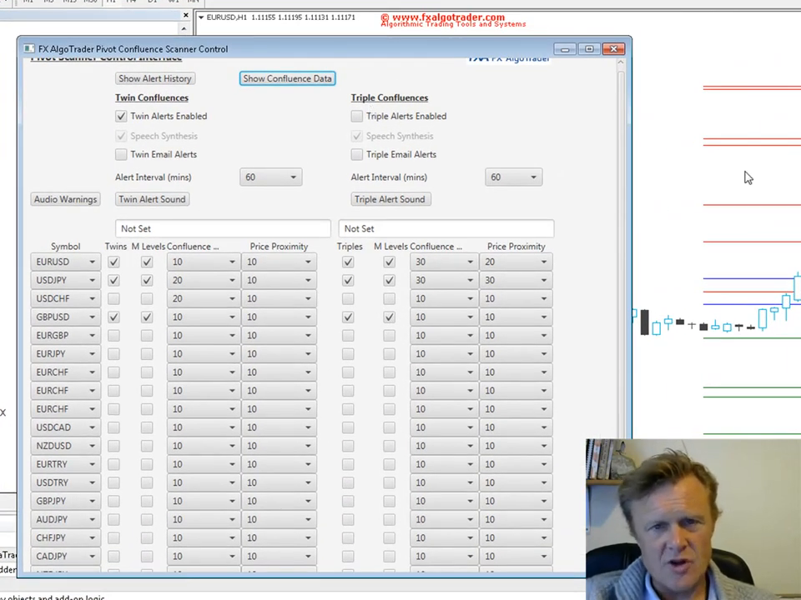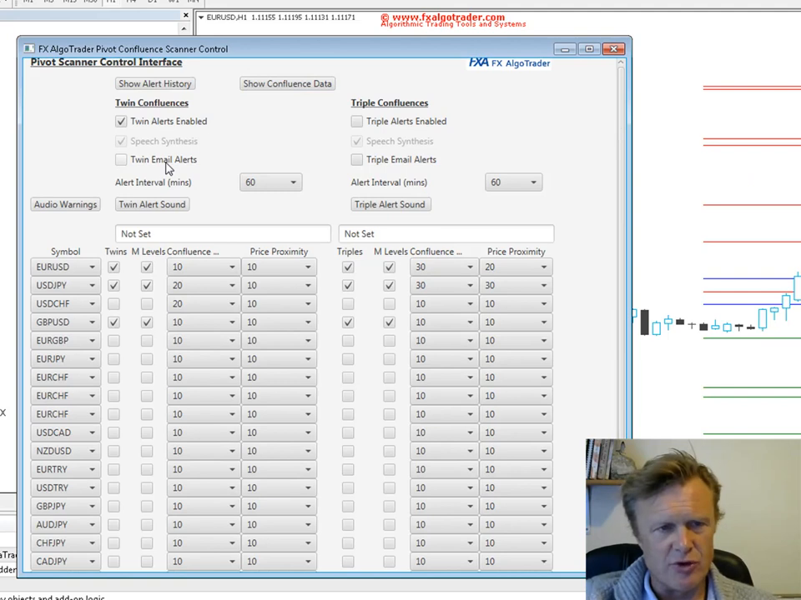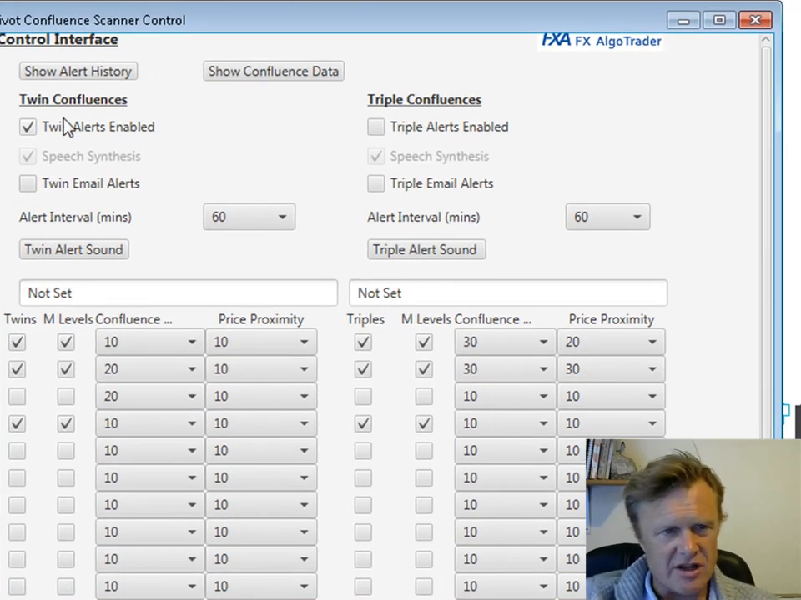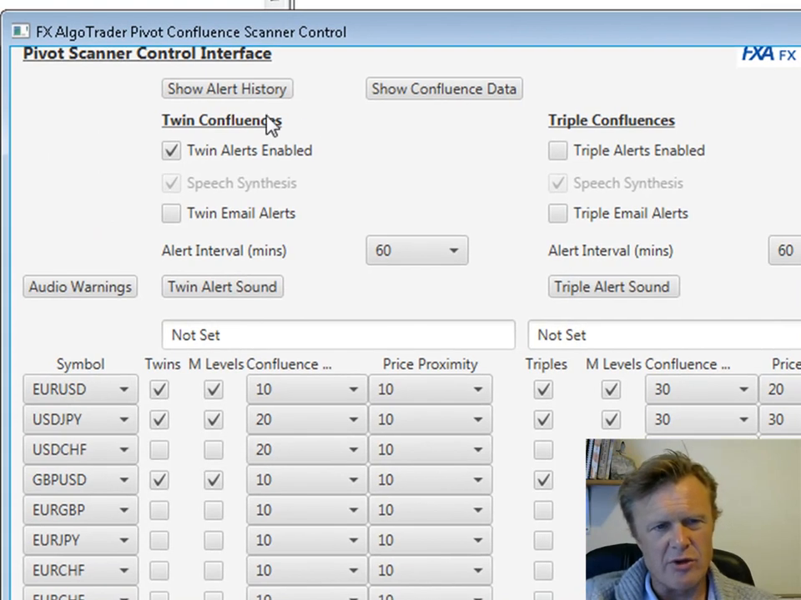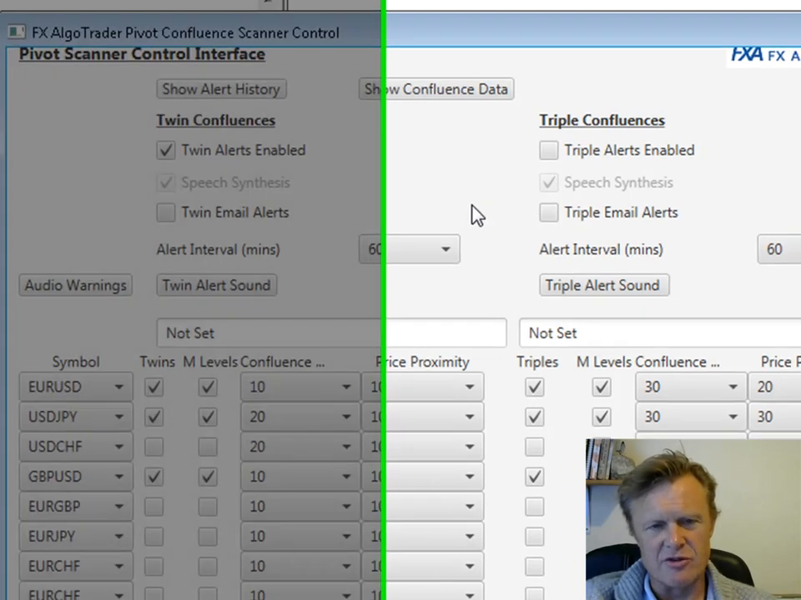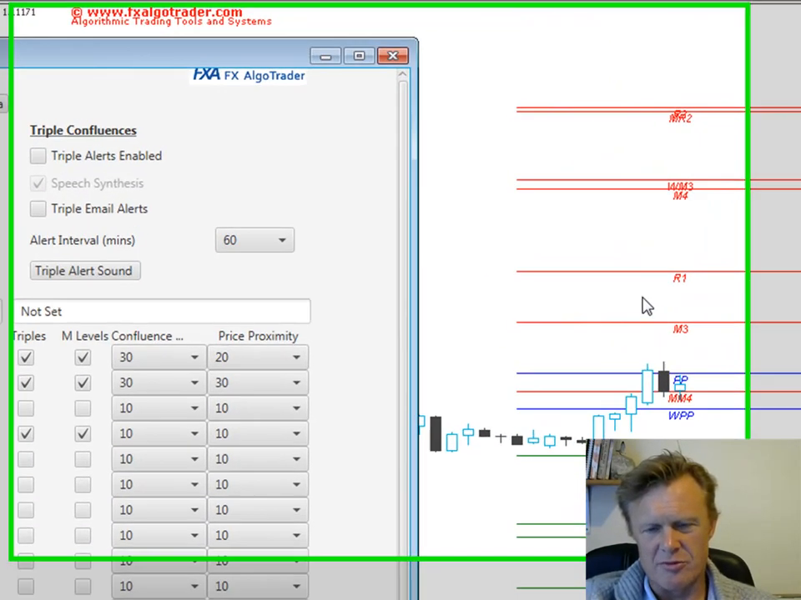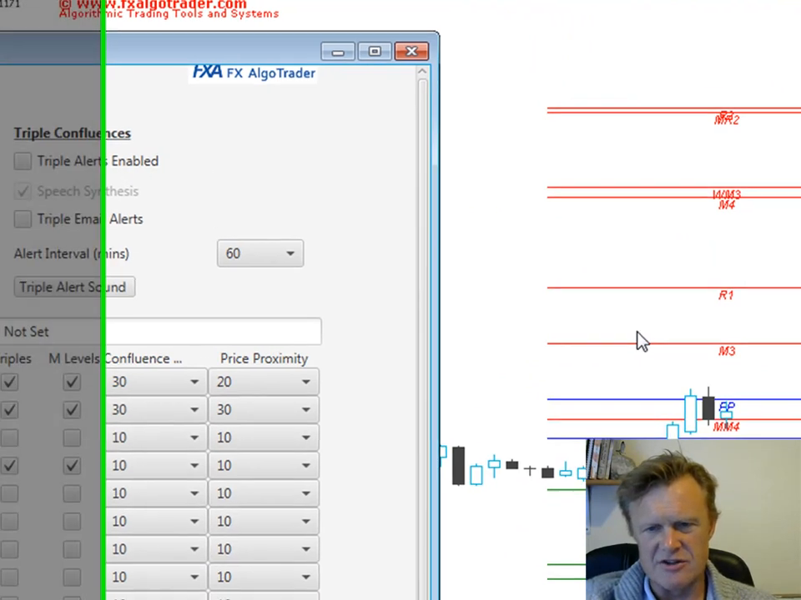So this is the main screen for the control interface, and you can see here essentially we can control whether we're looking for twin confluences, that's where you have a confluence of 2 pivot levels, and triple confluences, which is a confluence of 3 pivot levels. So these pivots are derived from standard pivot calculations.